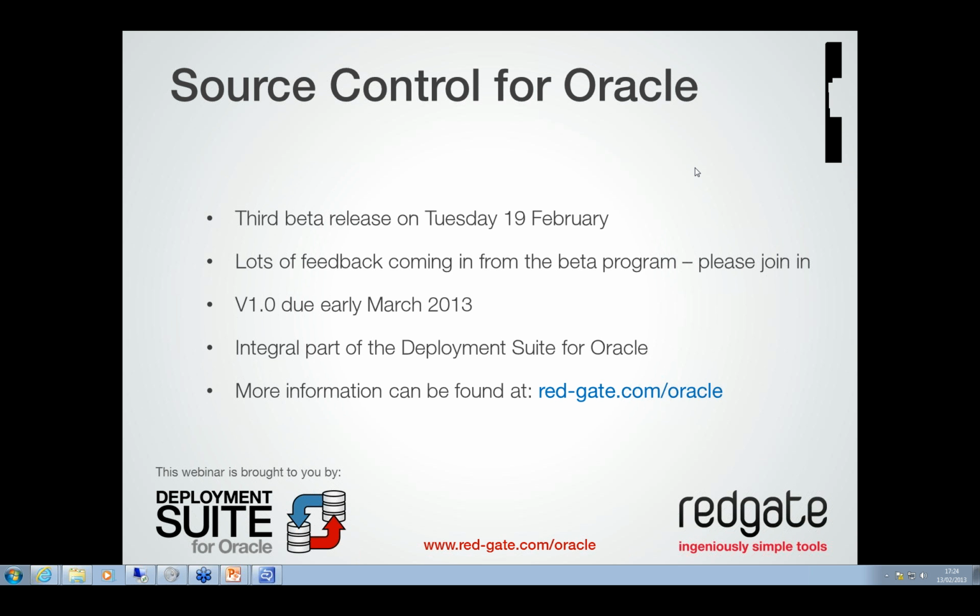From Mark Kaiserman, thank you, Mark: Does Source Control for Oracle support continuous integration? The great thing on that side of things is that one of the other products within the deployment suite, Schema Compare for Oracle, can be run from the command line. You can actually script out the objects from the command line, so you can use that for continuous integration.